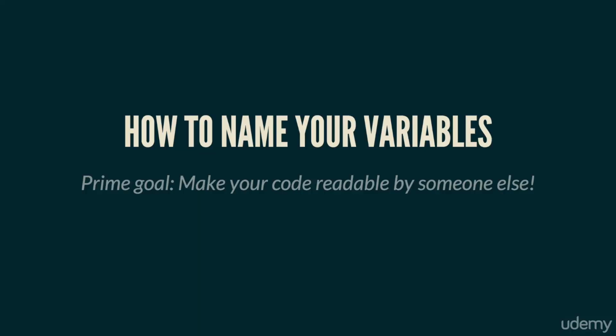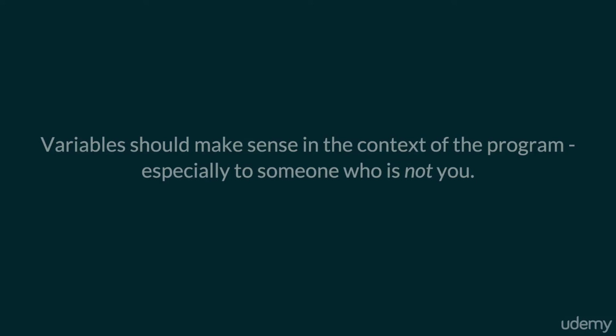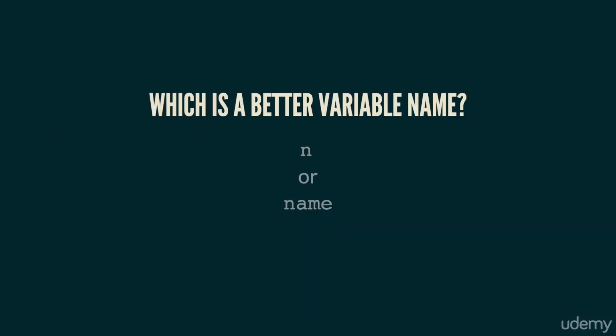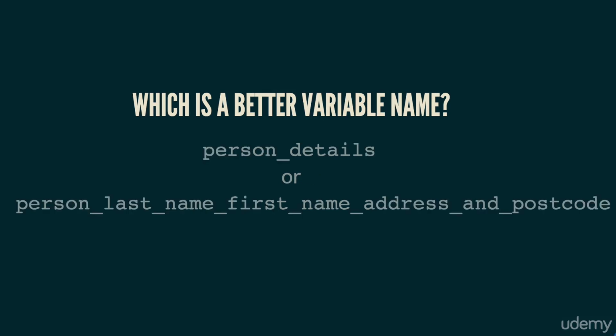Naming variables is extremely important. Our prime goal is to make our code readable by somebody else. Variables should make sense in the context of the program, especially to someone who is not you. Which is a better variable name here, n or name? What about here, CTR or counter? What about here, person_details or person, last name, first name, address and postcode? Let's have a look at them one by one.